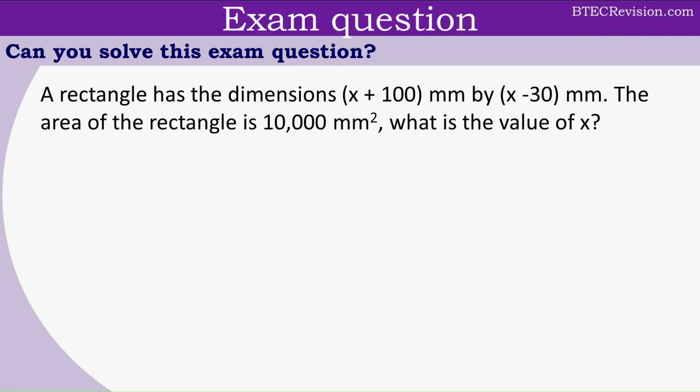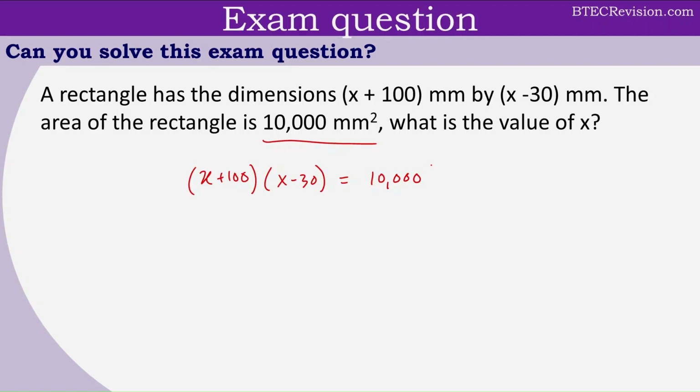Now pause the video here and attempt this exam question. The first thing we will do is remember how to calculate the area of a rectangle, which is the length times the width. So that's going to be x plus 100, the unit is a millimeter, multiplied with the width, which is x take away 30, which is also in millimeters, and that is equal to the area, which is given as 10,000 millimeters squared.